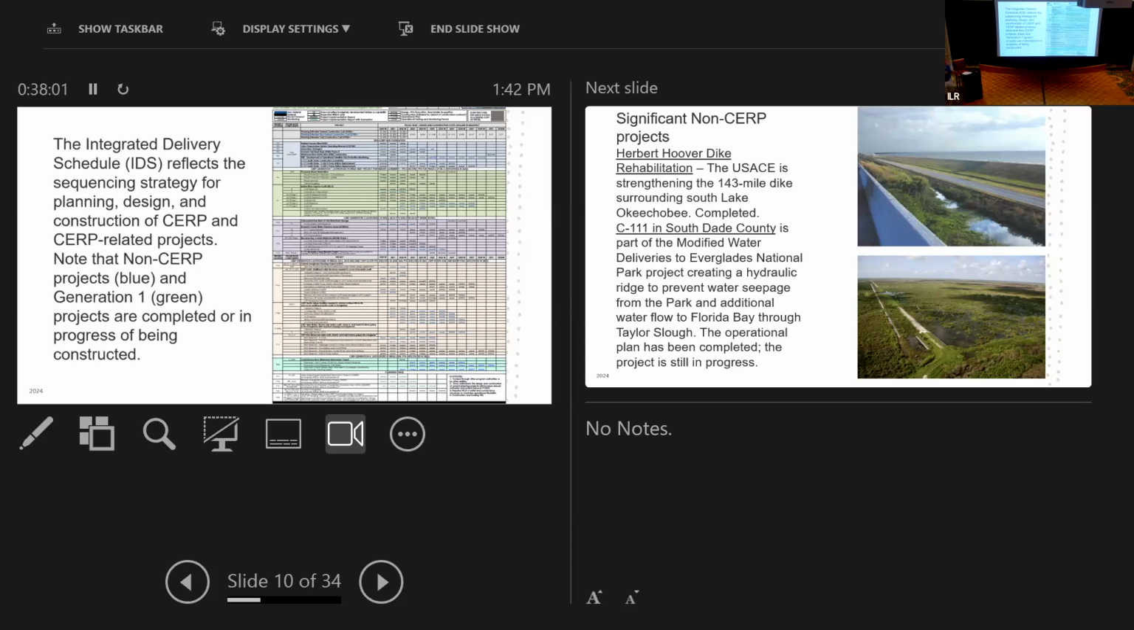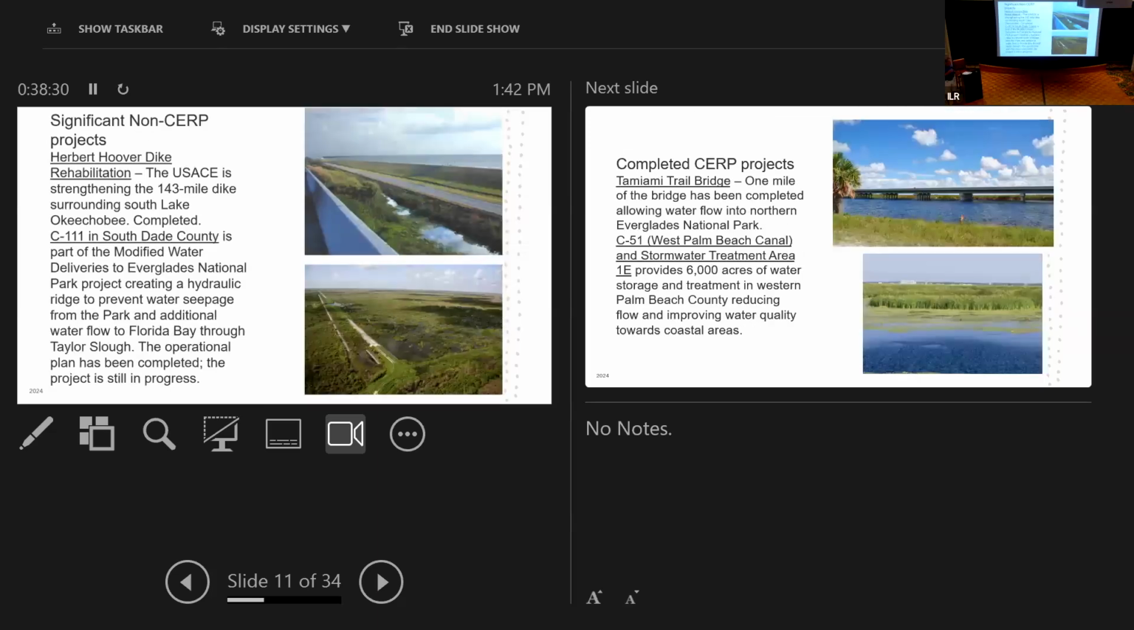So you know, I'm retired. Generation 1 is in the green, and so we have the purple is generation 2, and then it goes on down into generation 3 and 4. And we'll talk about those and what's in those. But the very first one, the blue one at the top, is actually non-CERP projects. And those non-CERP projects had to be done before CERP could even start. So I'll talk about those first.